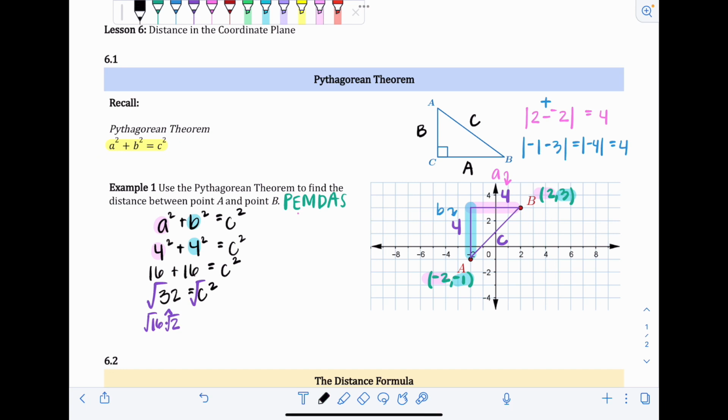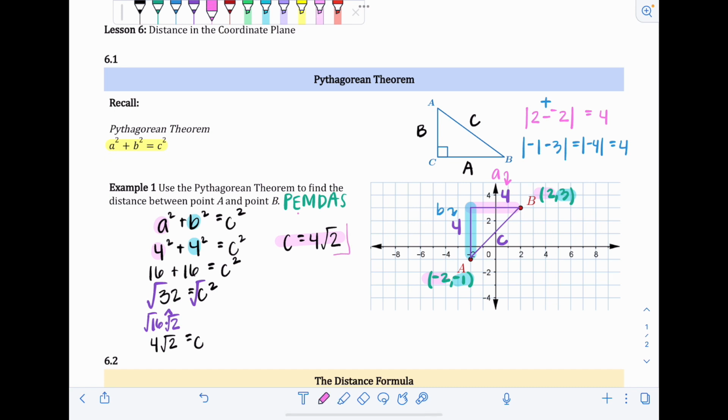And I'll show you another way of simplifying them after we finish the problem. So the square root of 16 is 4, and then times the square root of 2, that can't be simplified. So we're left with c equals 4 times the square root of 2.